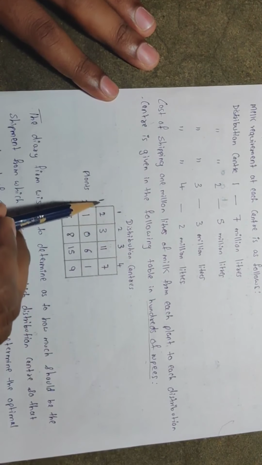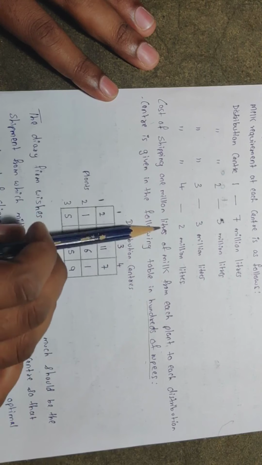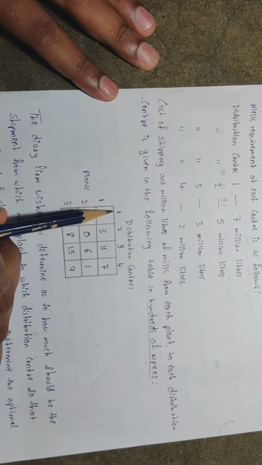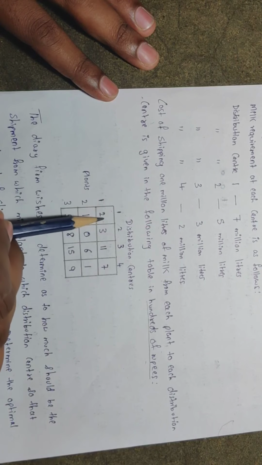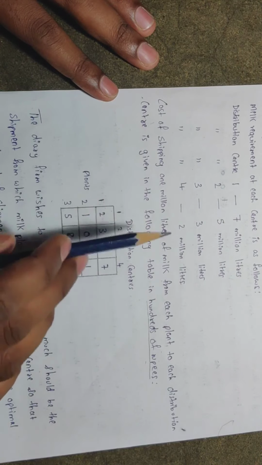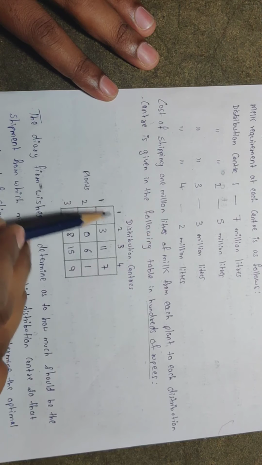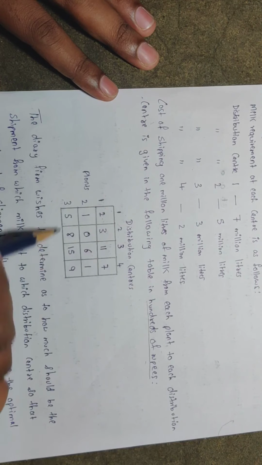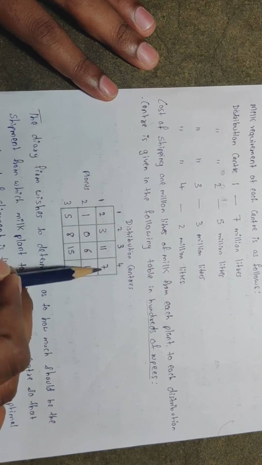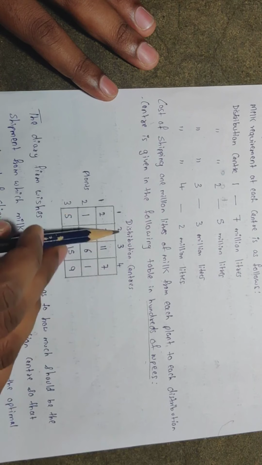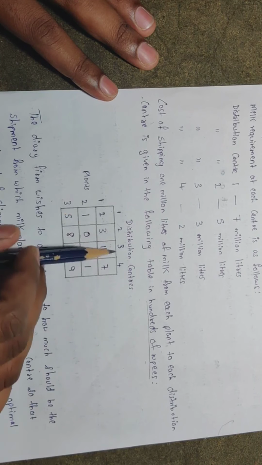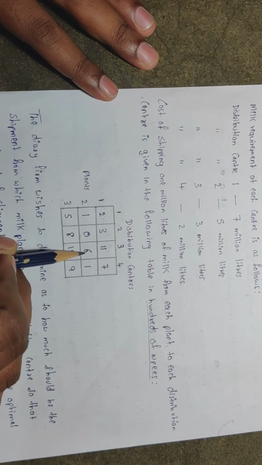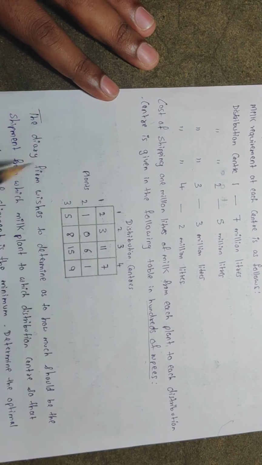To transport 1 million liters from plant 1 to distribution center 1 is 200 rupees, they are saying. And if you want to transport 1 million liters of milk from plant 1 to distribution center 2, then you require 300 rupees. Similarly all costs are given in the table, 1100 rupees, 700 rupees. From plant 2 to distribution center 2, 0 rupees is required. From plant 2 to distribution center 3, 600 rupees is required. In the similar way they have given the cost of each transportation.